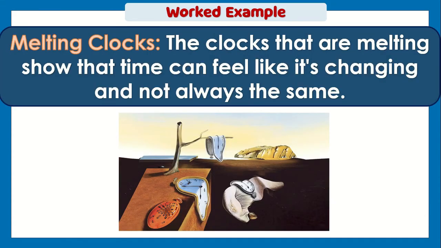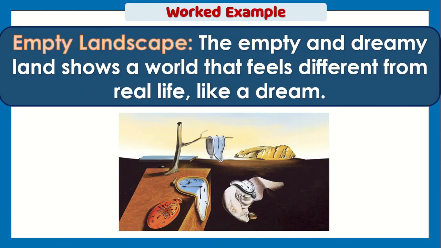Melting clocks: the clocks that are melting show that time can feel like it's changing and not always the same. Empty landscape: the empty and dreamy land shows a world that feels different from real life. It's like a dream.